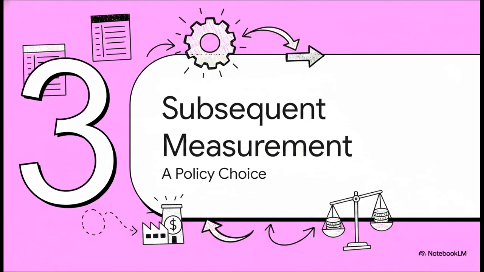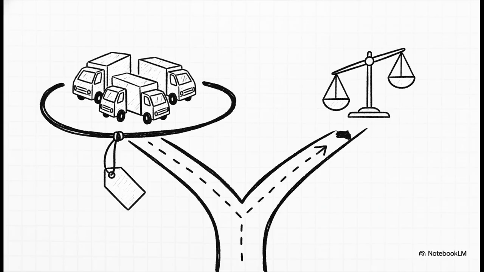All right, Section 3, Subsequent Measurement Models. What happens after day one? This right here is a massive fork in the road. For subsequent measurement, you have to choose either the cost model or the revaluation model. But here's the catch, and it's a big one. You cannot cherry-pick individual assets just to make your balance sheet look a little prettier.